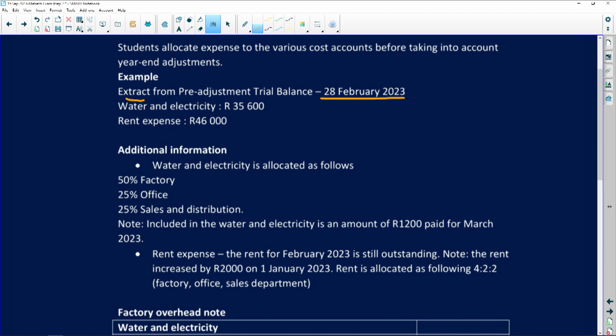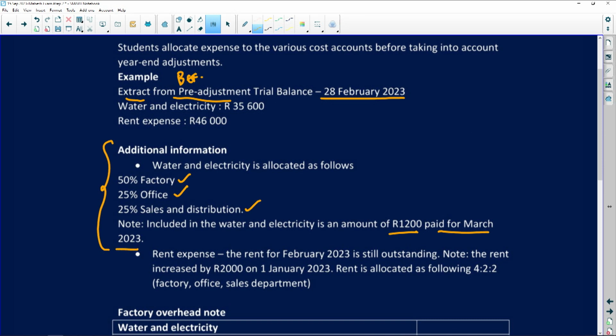Water and electricity for the year, 35,600. Rent expense, 46,000. And remember, because it's a pre-adjustment trial balance, pre meaning before adjustments, right? I've got to first take into account additional adjustments or additional information. Right, so the additional information given, water and electricity is allocated as follows: 50% for the factory, 25% for the office, and 25% sales and distribution, or sometimes called selling and distribution. Note, included in the water and electricity is an amount of 1,200 Rand paid for March 2023.